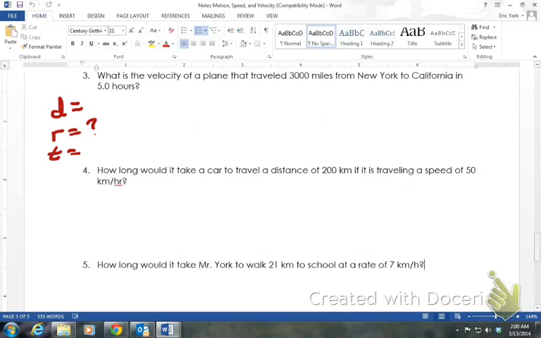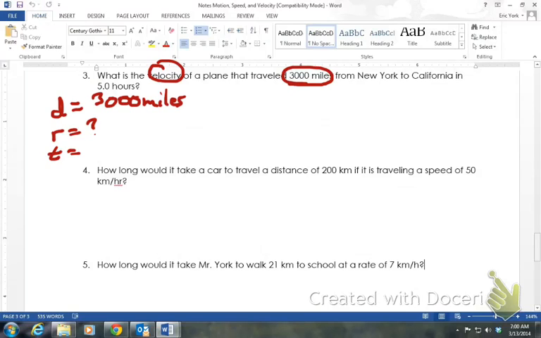As we already stated, we are looking for the velocity. That is our unknown. That's why I put a big question mark over here by rate, because the velocity is our rate. Next, we see 3,000 miles. What does that number represent? If I say that I traveled 3,000 miles, that tells you the distance that I traveled. So we would put 3,000 miles over here.